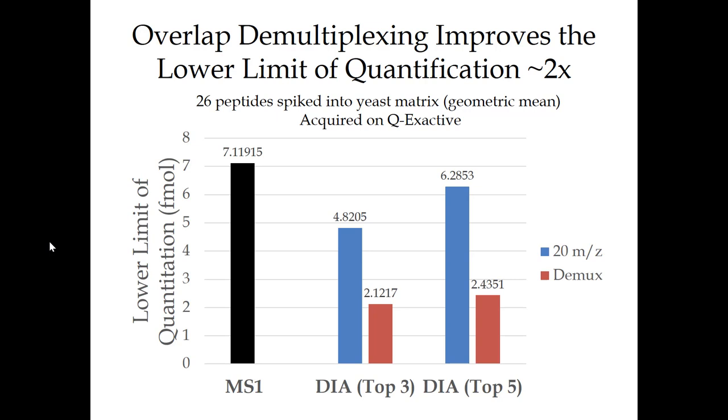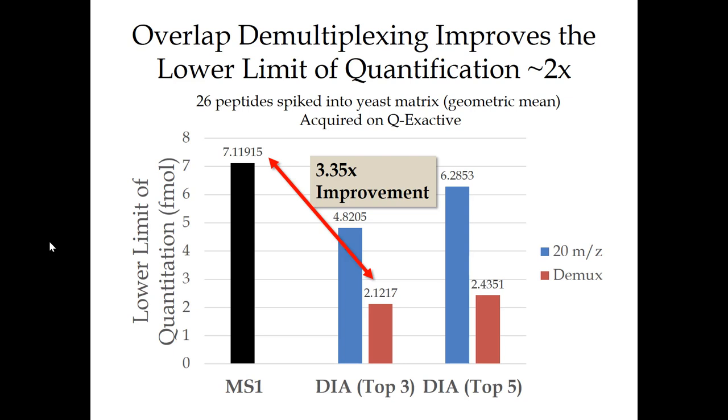So how much does this overlap demultiplexing help? This is showing the lower limit of quantification. This is doing DIA with these 20 m/z wide windows. We had an average lower limit of quant of 4.8, and we roughly doubled our sensitivity when we went to this overlapped approach. So that's why we do this.